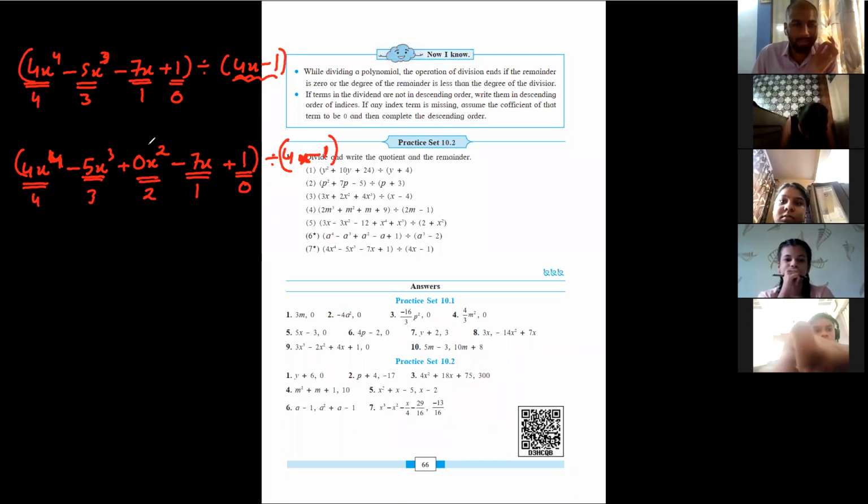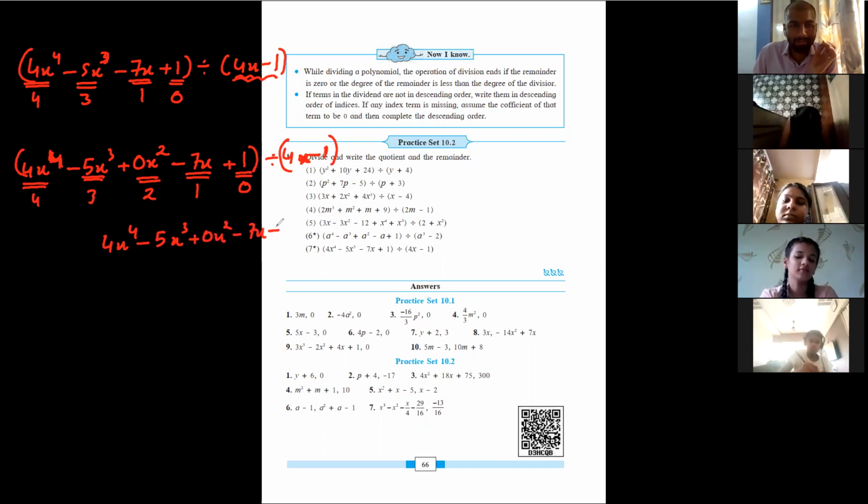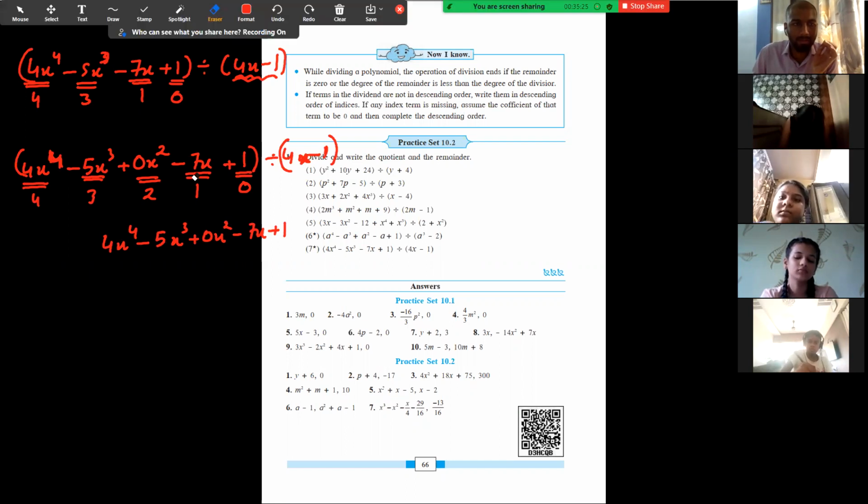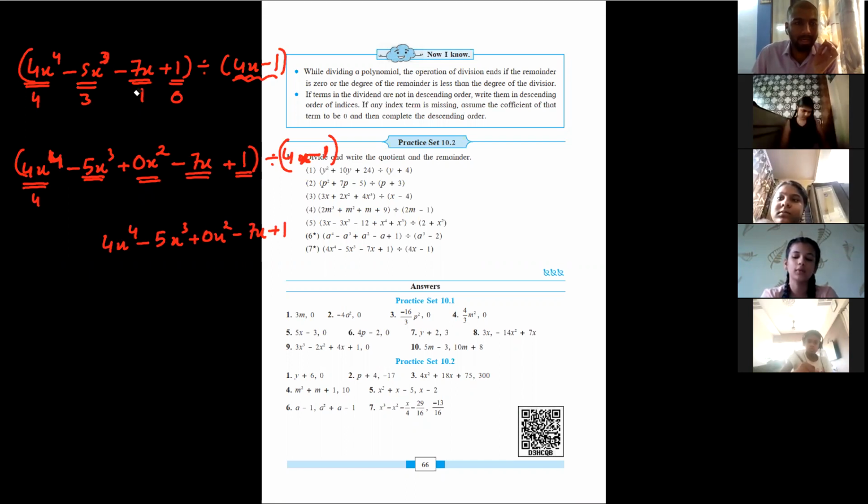Okay, now pay attention to how you will solve. So here it is what? 4x raised to 4 minus 5x cube plus 0x square minus 7x plus 1. So what you'll do is you'll try to eliminate one term at a time.